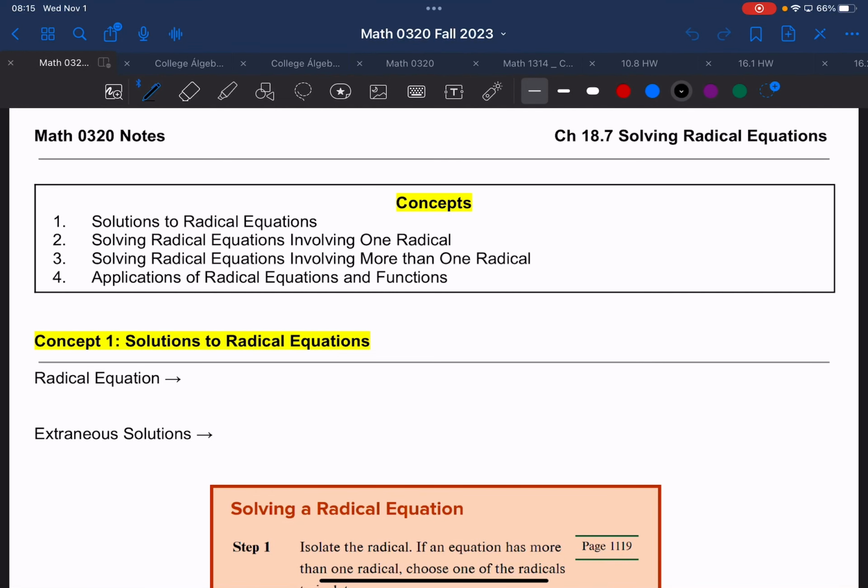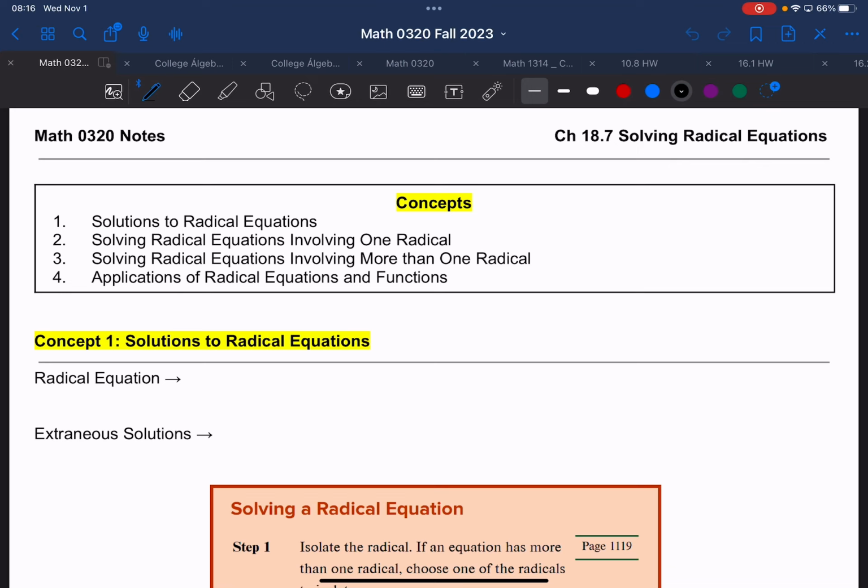Okay, so we're going to be going over chapter 18.7, which is solving radical equations. The concepts we're going to go over are solutions to radical equations, solving radical equations involving one radical, solving equations involving more than one, and then some applications.